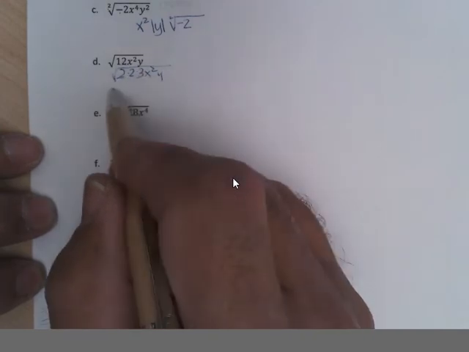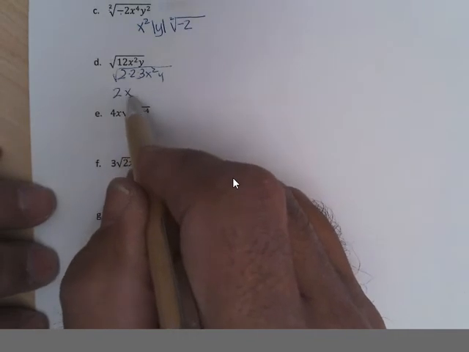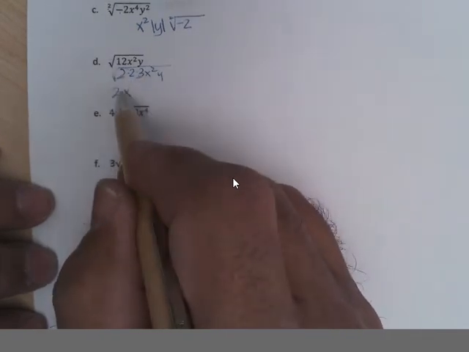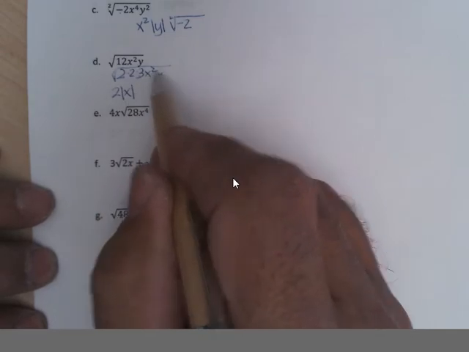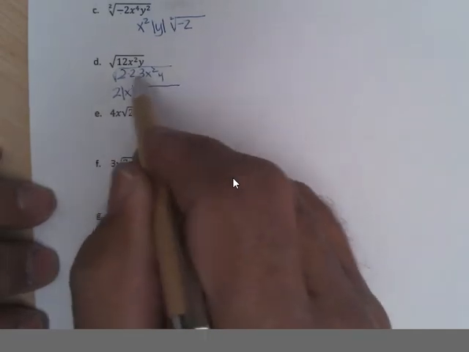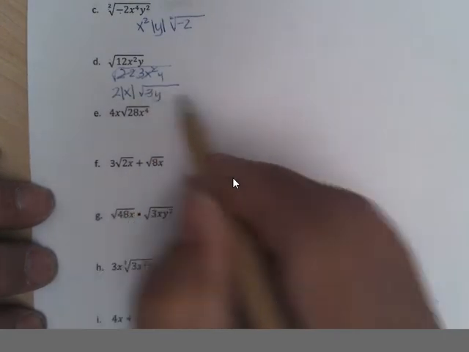A pair of 2's come out. 3 stays in. A pair of x's come out as a single x. That's an odd. This is an even power, so even root, so we have to do absolute value. The y doesn't come out, so what's left inside? We took the 2's out, the x squared out. 3y is still inside.